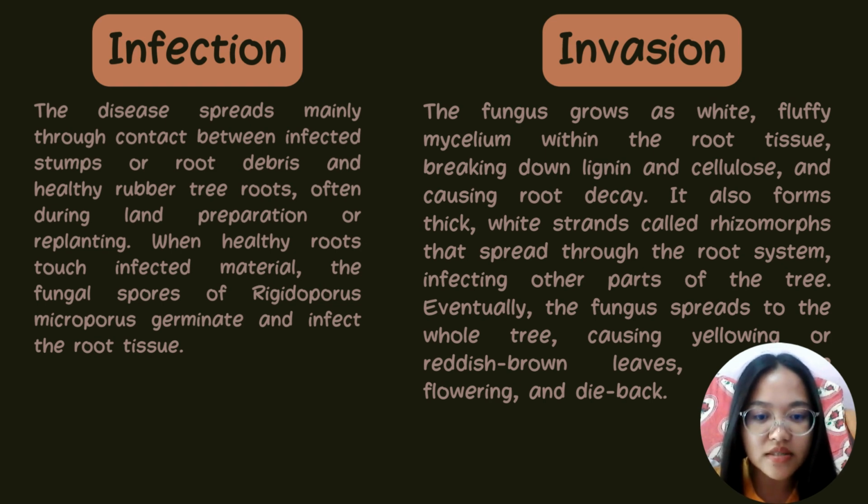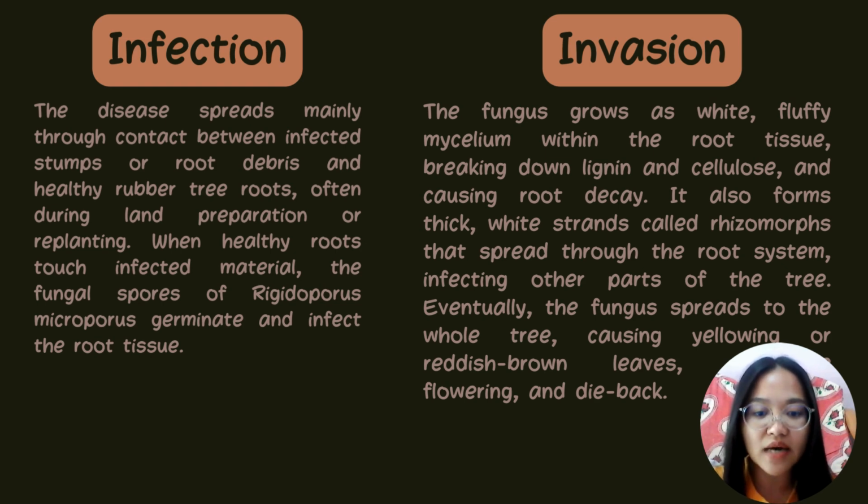Infection process. The infection begins primarily through contact between infected stems or root debris and healthy rubber tree roots. This often occurs during land preparation or replanting. When healthy roots come into contact with infected material, the fungal spores of Rigidoporus microporus germinate and invade the root tissue. Fungal invasion. Once in the root tissue, the fungus grows as white fluffy mycelium.